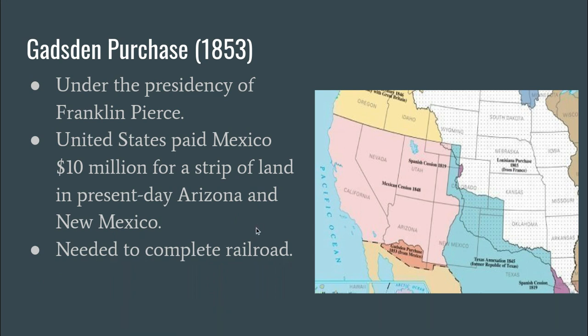So at the conclusion of the Gadsden Purchase, many Americans felt that they had fulfilled manifest destiny, that now they have gone from the Atlantic Ocean to the Pacific Ocean, and now the United States controls all the land in between.